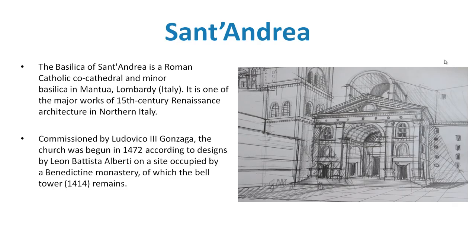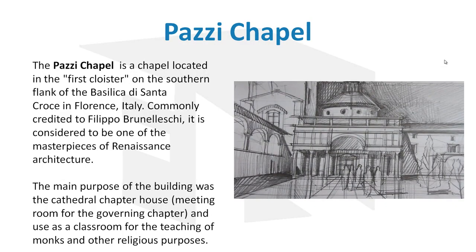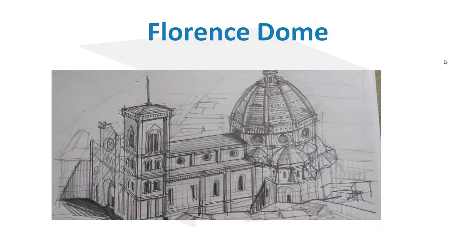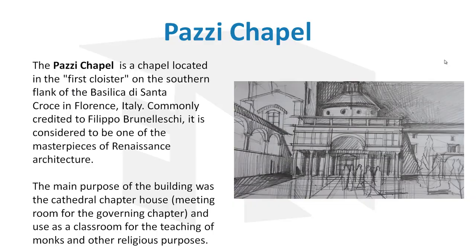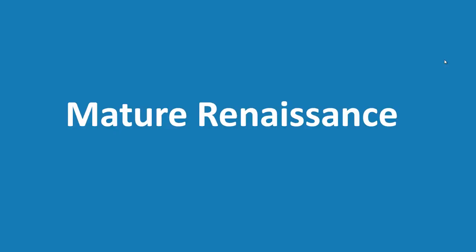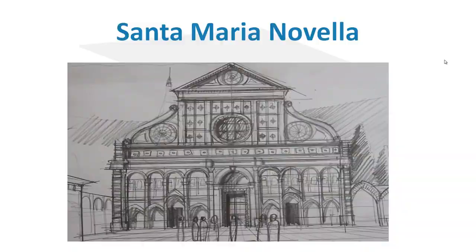I have to be honest, this is information off Wikipedia, so it's stuff that you could find for yourself, not the most important thing, and the Pazzi Chapel, again, examples of good early Renaissance architecture. Obviously the mature and late Renaissance, the Florence Dome, Santa Maria Novella, the principles were extremely detailed and pushing the boundaries, right? You could say, like that dome evolved into this dome and so on.